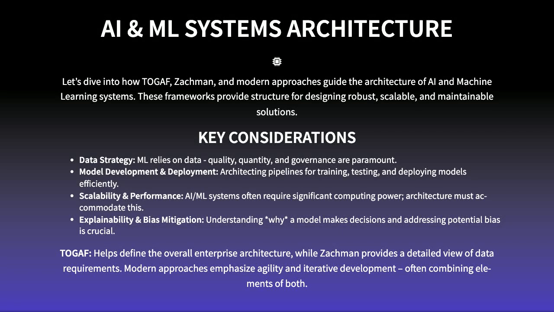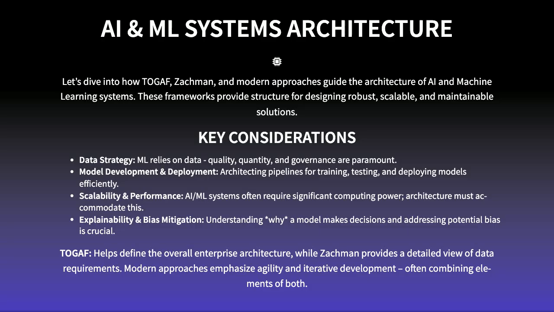Okay, so this slide focuses on building systems for artificial intelligence and machine learning. These aren't just about the algorithms themselves, it's about how everything around them is designed. We need to think carefully about our data, making sure it's good quality and in enough quantities. Then we have to architect the process of building, testing, and actually deploying those models. It's not as simple as just writing some code.